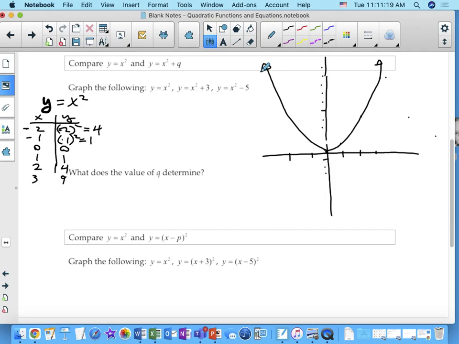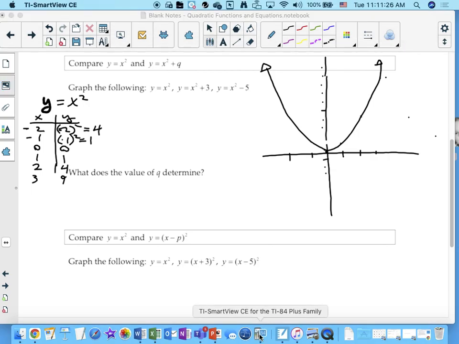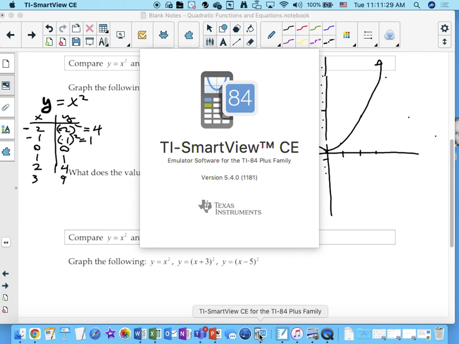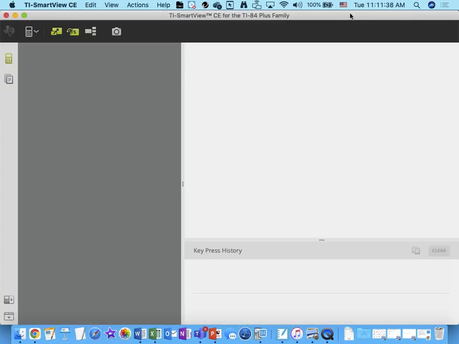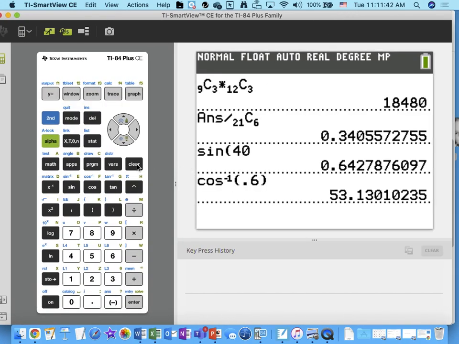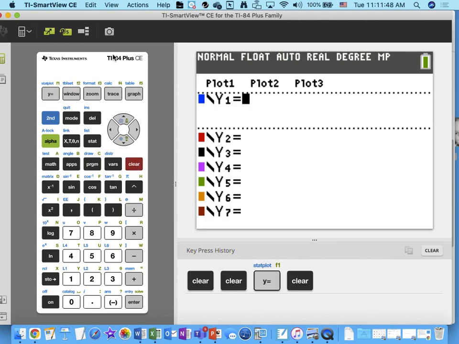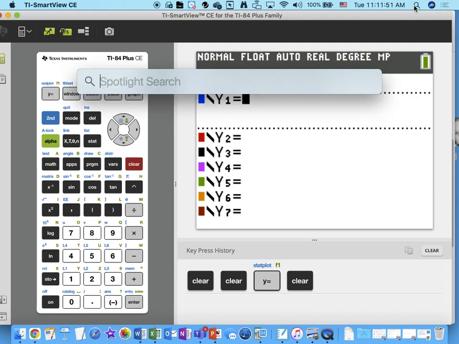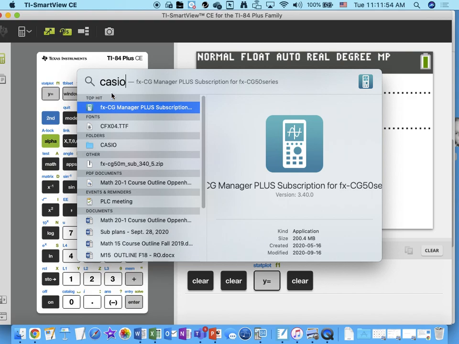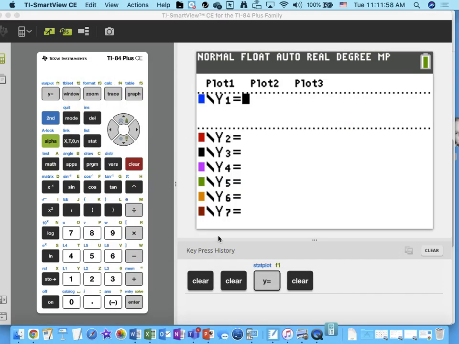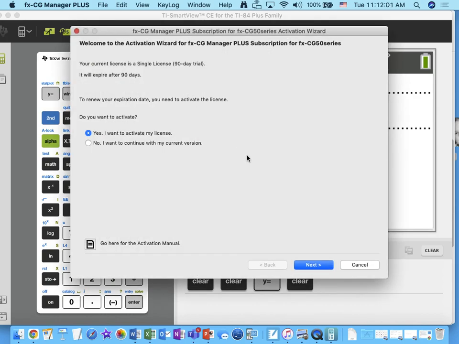Okay. Now I'm going to pull up a graphing calculator. How many of you guys have a Casio graphing calculator? Couple. Okay. So I have the emulator here as well. So I will go back and forth and use both. So you guys should do this along with me. Let me actually look for my Casio. There it is. I'll bring up both.